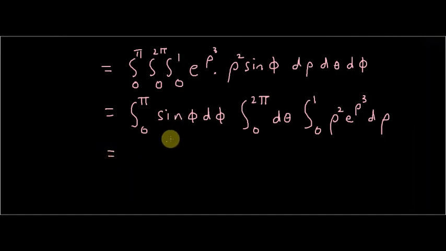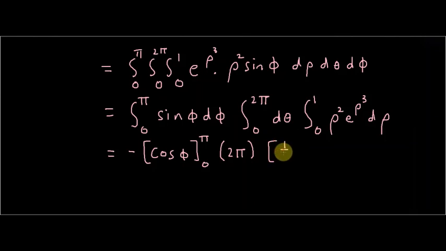Then the antiderivative of sine phi is negative cos phi, from 0 to pi. And then the antiderivative of 1 d theta, of course, is just theta. And plugging in the top limit for theta, we're going to get 2 pi and then minus 0. So it's just 2 pi. Here we can use substitution. And we find that this is a third e to the rho cubed, evaluated from 0 to 1. Then the cos of pi, of course, is negative 1, and the cos of 0 is 1.